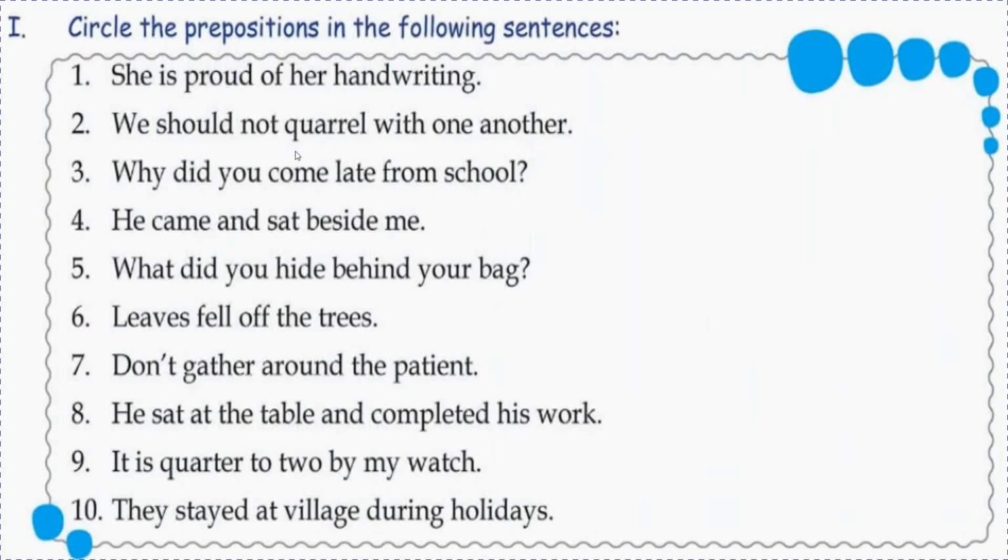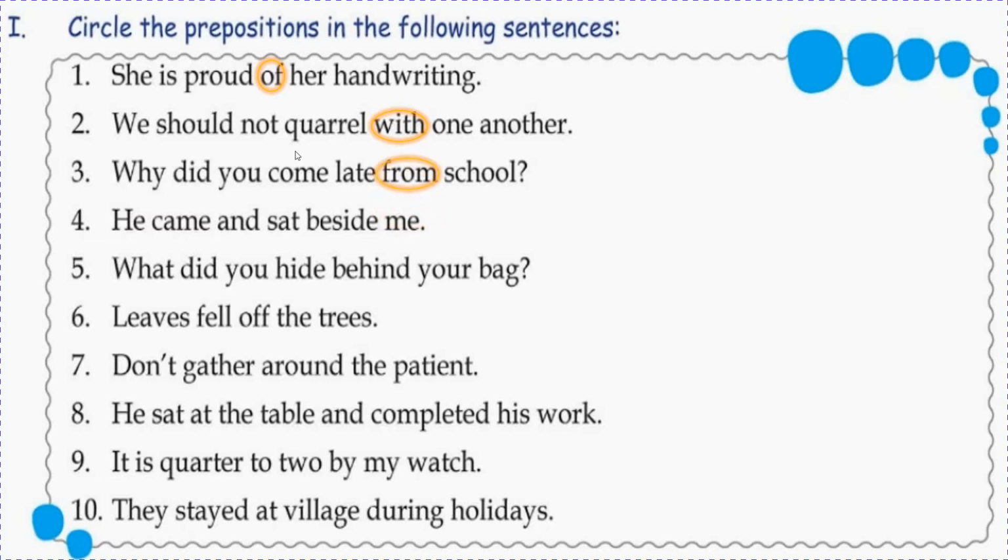Now, let's do the book exercise. Circle the prepositions in the following sentences. First one is, she is proud of her handwriting. Which word is showing a relation between she and handwriting? Of. We should not quarrel with one another. With. Why did you come late from school? So, children, which word is showing a relation between you and school? From.